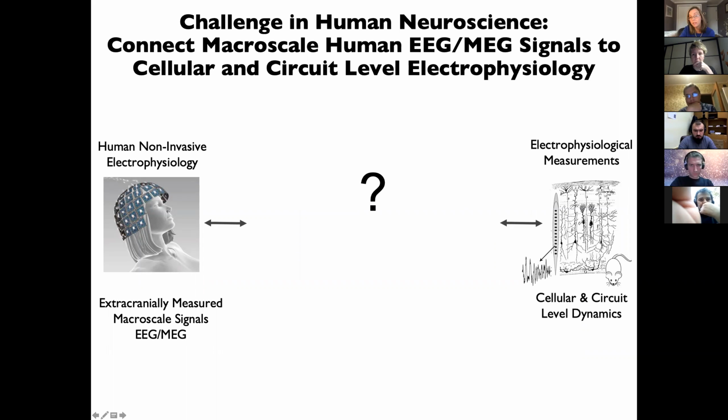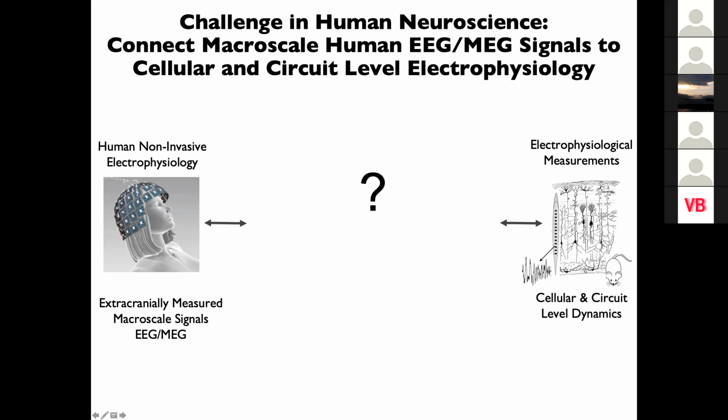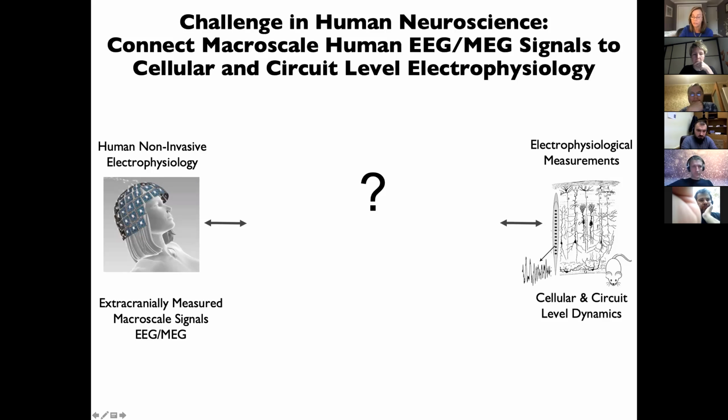Now, obviously, invasive recordings and all the advances we have in genetic and modulation techniques in mice and other animal models are ideal for dissecting circuit level dynamics, but these are still really difficult to implement in the human. And so to bridge this gap, we've been developing computational modeling methods. There are actually two types of modeling that we need to get from the extracranially measured signal to the underlying cellular and circuit level activity.